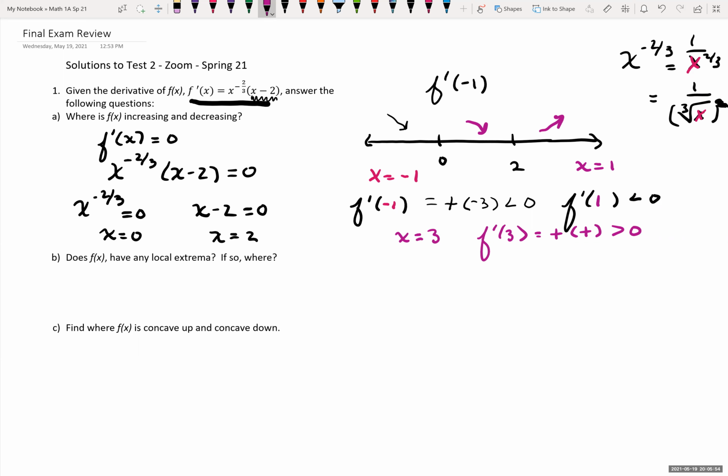And so we can see that it's decreasing from -infinity to 0, 0 to 2, or -infinity to 2, and then increasing from 2 to infinity. So does this have any local extrema? Yeah, well, if we have something that is decreasing to increasing, we're going to have a local min. And this is going to be at x equals 2.